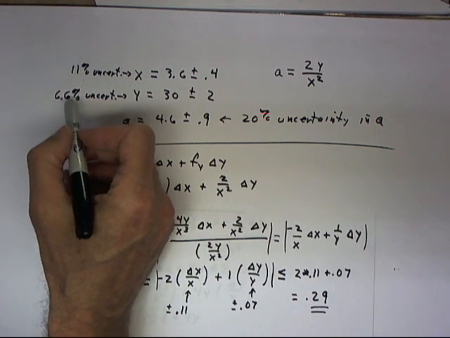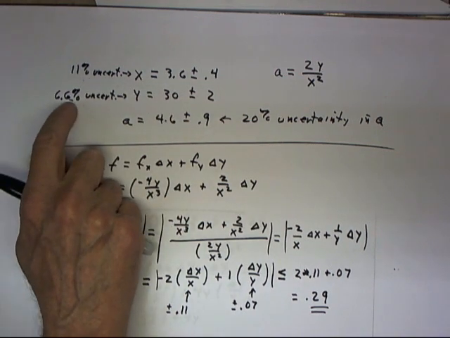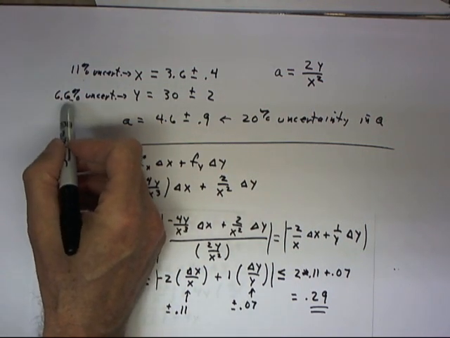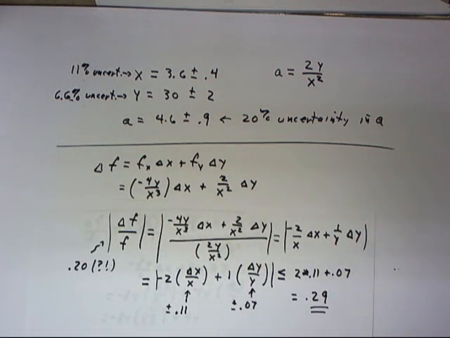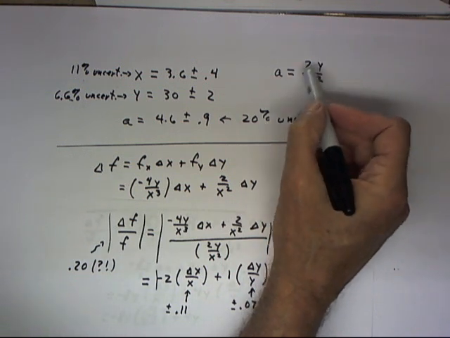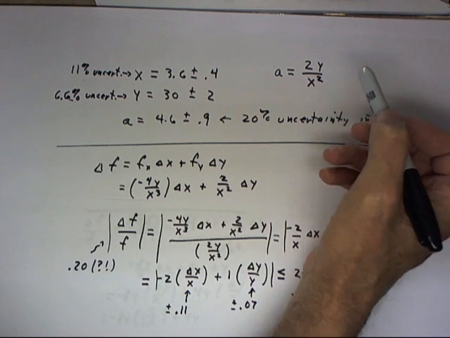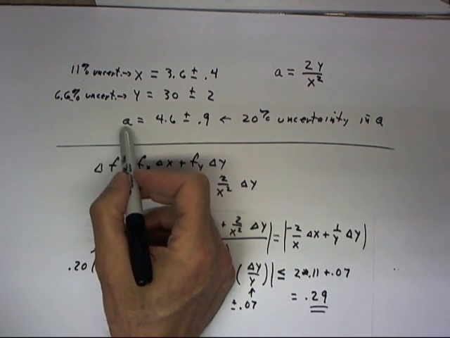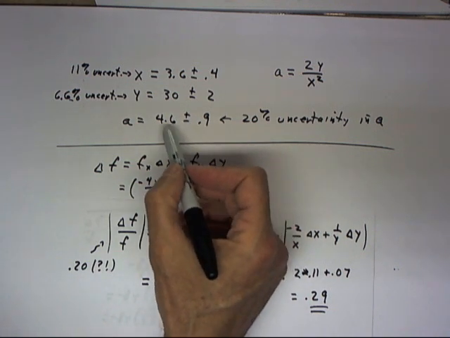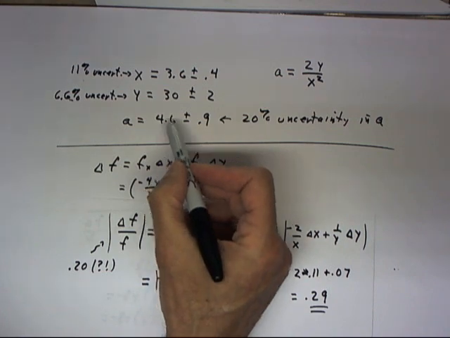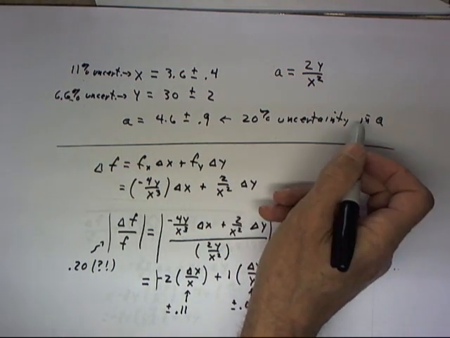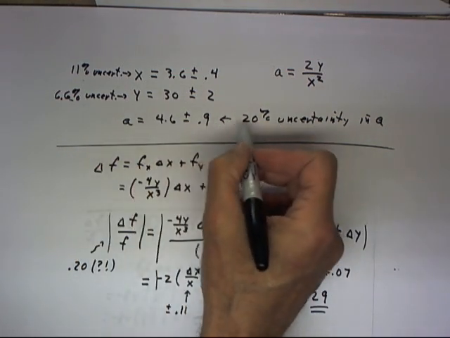I wrote this as 6.6%. It's really 6.6 repeating. I do have a few little dots down there just to protect myself, but I should have written this as 7%, but I wrote it as 6.6, so we'll live with it for now. The acceleration, remember, was 2y over x squared, the quantity we were trying to find, and of course that was our f of xy function, resulting in the conclusion that the acceleration is 4.6 plus or minus 0.9. Now 0.9 is about 1/5 of 4.6, 9 is 1/5 of 45. It gives us about a 20% uncertainty in the value of a, and it's actually a little less than 20%.